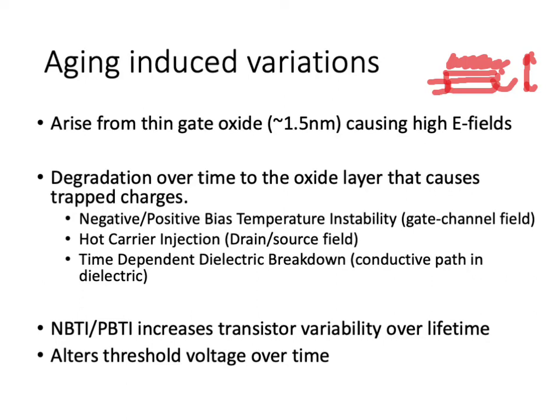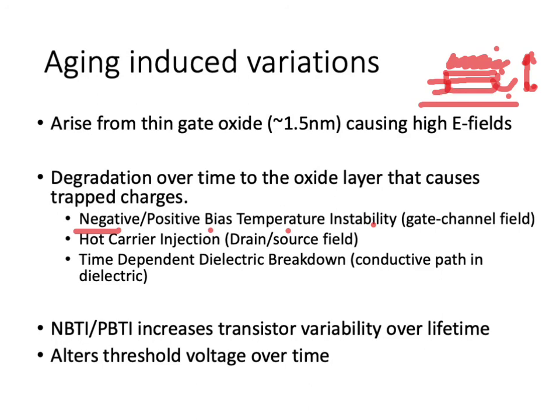And the three main mechanisms by which this degradation of the oxide occurs. If it is due to the high electric field from the gate to channel, this is known as negative bias temperature instability, NBTI. NBTI affects PMOS devices, and positive bias temperature instability affects NMOS devices. So this is the creation of charges that get trapped in the dielectric due to the gate to channel electric field. If the charges are trapped in the dielectric due to the drain to source electric field.